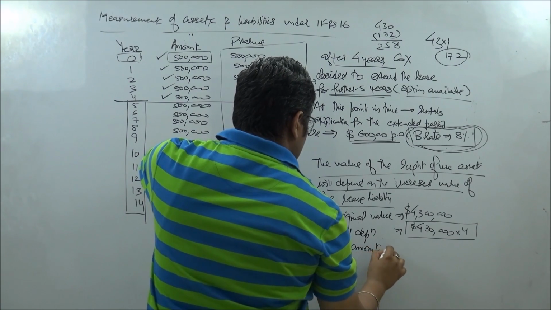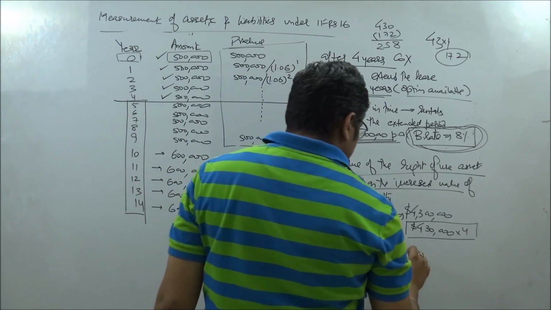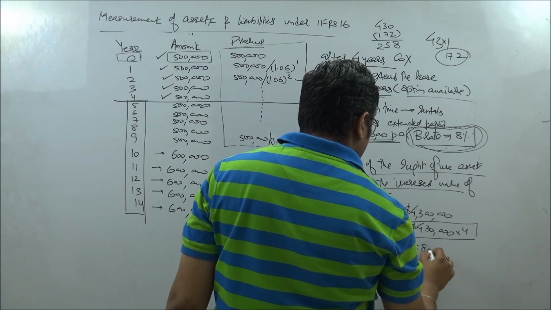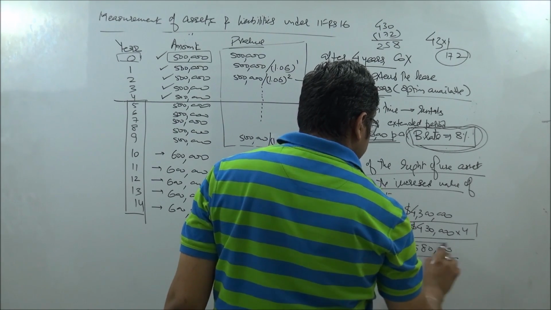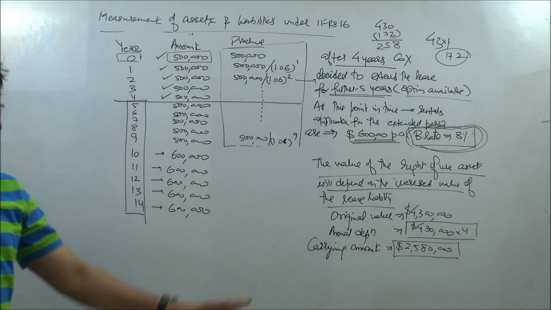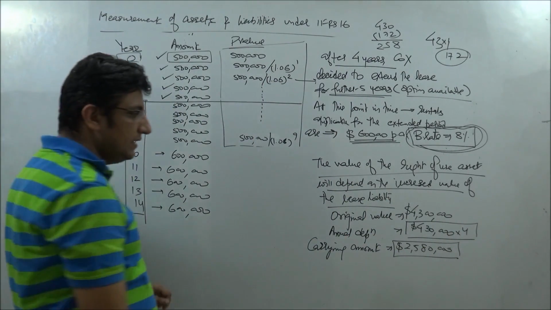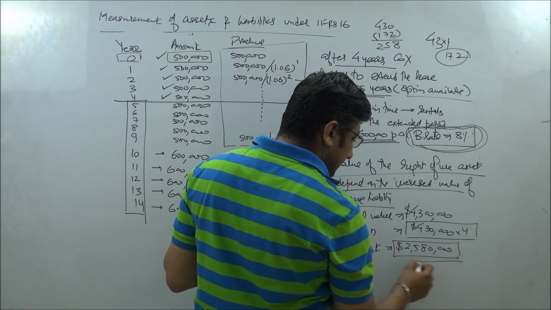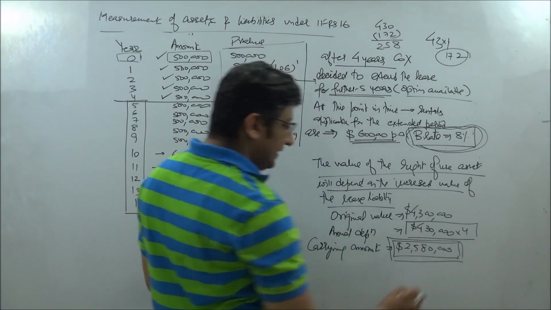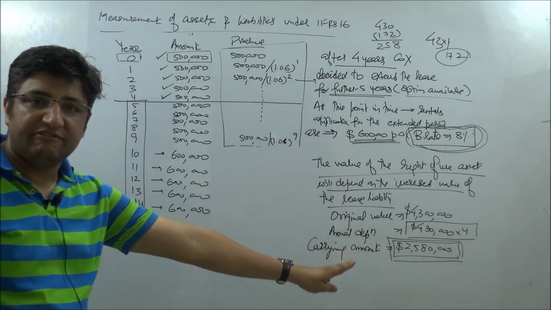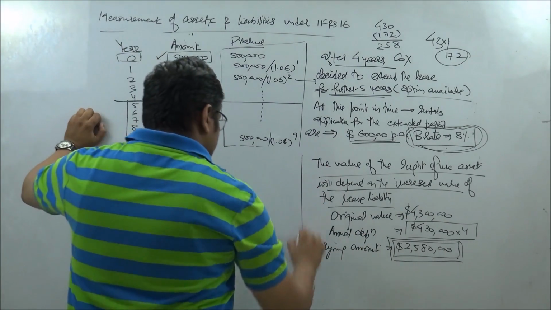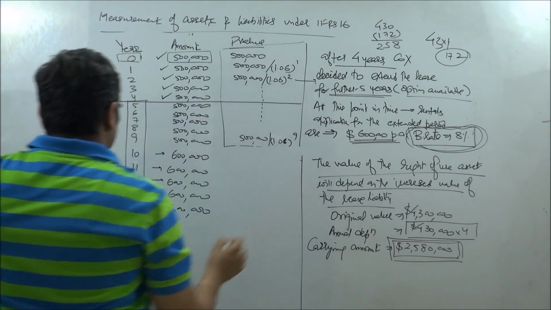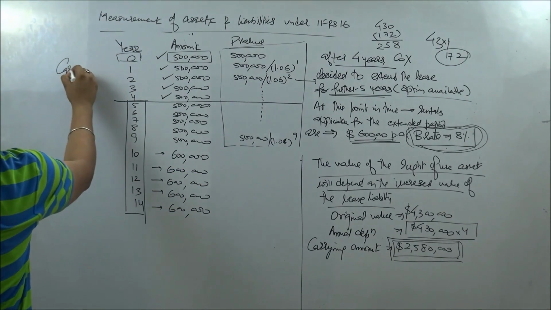Of course, I'm using the cost model here. It becomes $2.58 million, right? Are we good so far on this? So what we are saying is, we have our asset's carrying amount at 2.58 million.